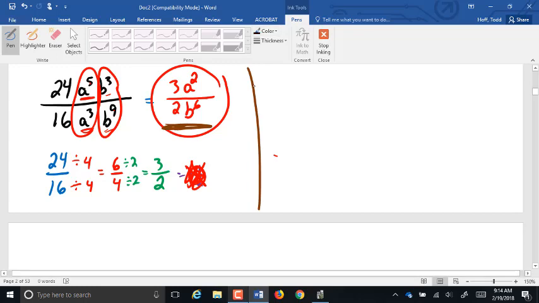We might have 42 x to the 7th, y to the 5th, z to the 8th, over 28 x to the 4th, y to the 9th, z to the 9th.